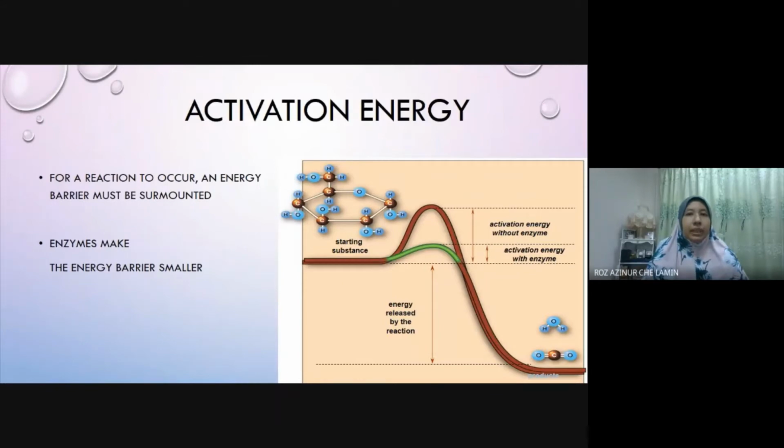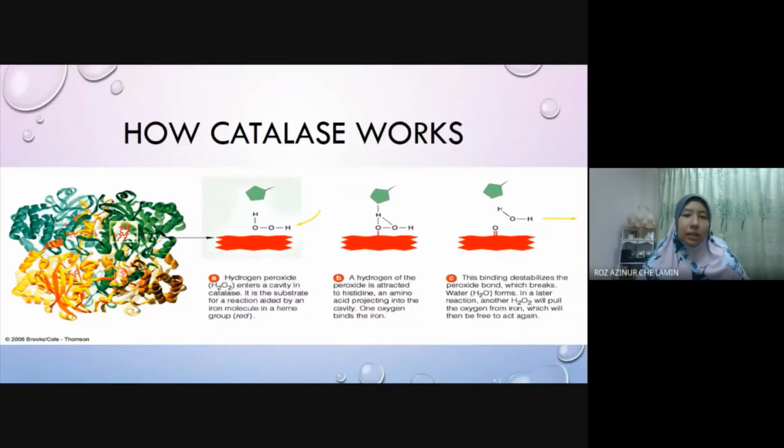For activation energy, for a reaction to occur, the energy barrier must be surmounted. So enzymes make the energy barrier smaller. So this is the illustration of the reaction with and without the enzyme. This shows the energy needed without the enzyme. This shows how much energy is needed with the enzyme. Next, we move to how catalysts work.